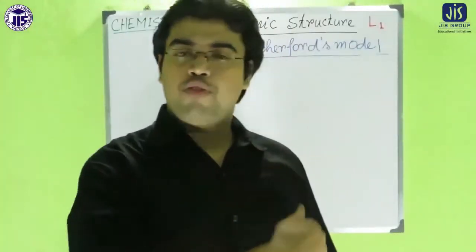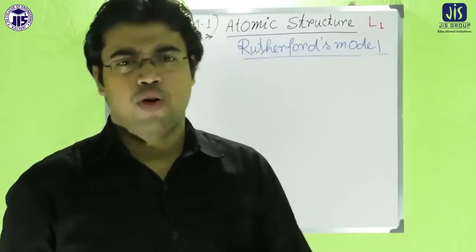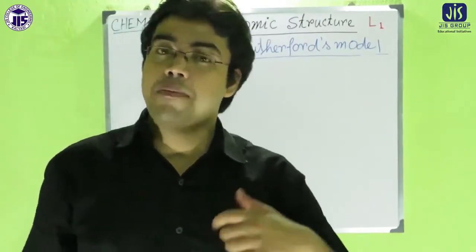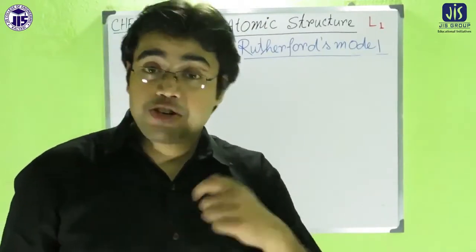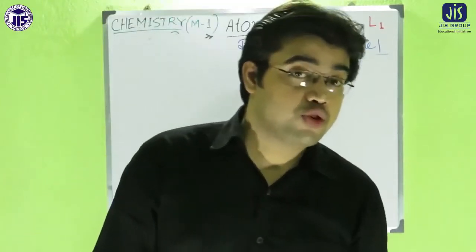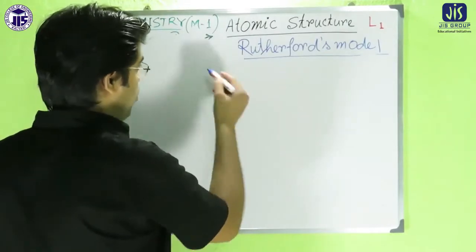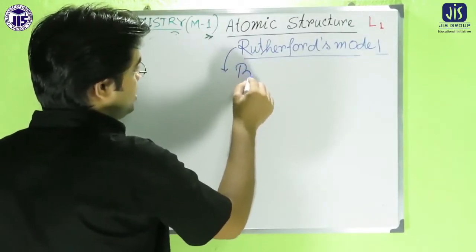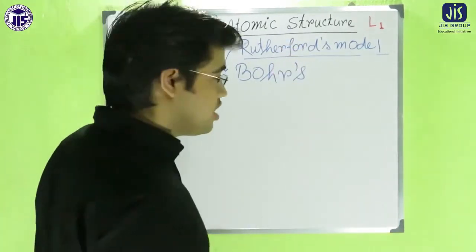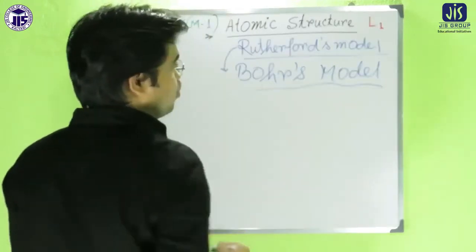Niels Bohr came to the field. Niels Bohr modified Rutherford's model. What are the main drawbacks of Rutherford's model regarding the stability and the spectrum? Niels Bohr successfully modified those two areas, or rectified Rutherford's model. So sometimes it is also called Rutherford-Bohr model. After Rutherford, Niels Bohr came to the field and he proposed the Bohr model.